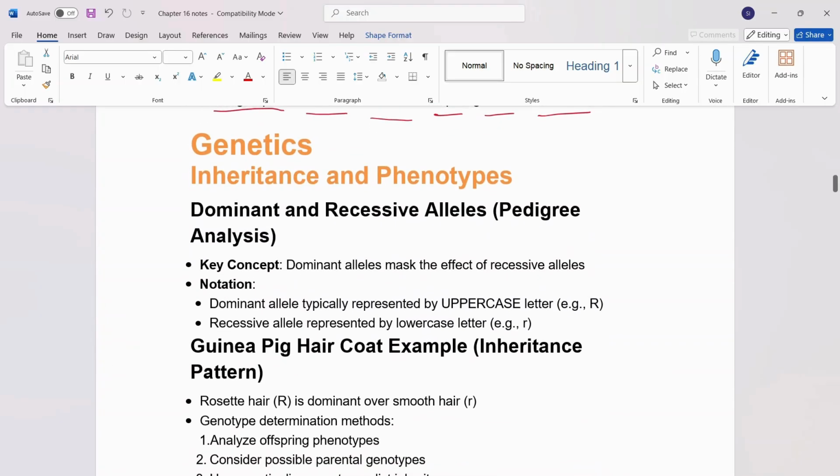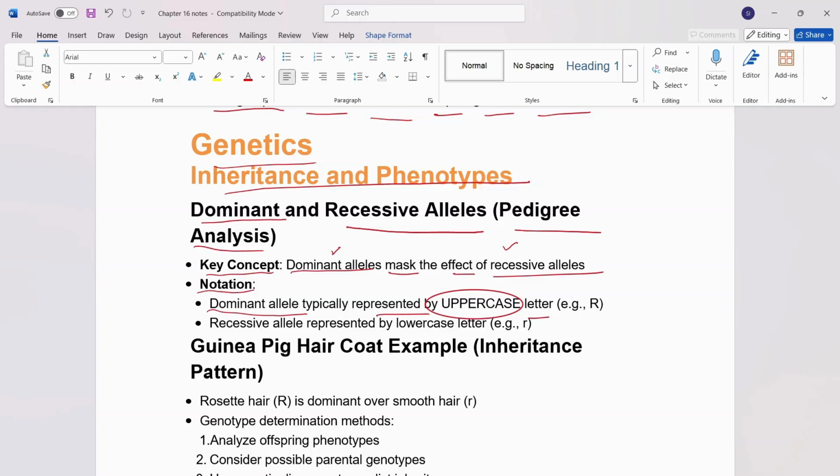In genetics, inheritance and phenotypes, we can discuss dominant and recessive alleles, and pedigree analysis. Now the key concept here is that dominant alleles mask the effect of recessive alleles. So these are the dominant ones and these are the hidden ones, the recessive ones. Notation: a dominant allele is typically represented by an uppercase letter and a recessive allele by a lowercase letter like small r. Guinea pig hair coat example. Inheritance pattern: rosette hair, capital R, is dominant over smooth hair, small r.